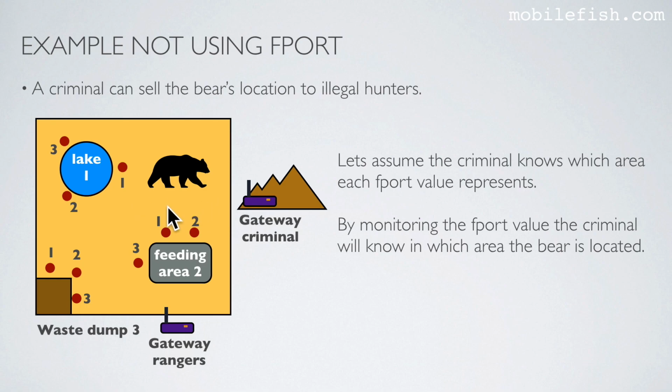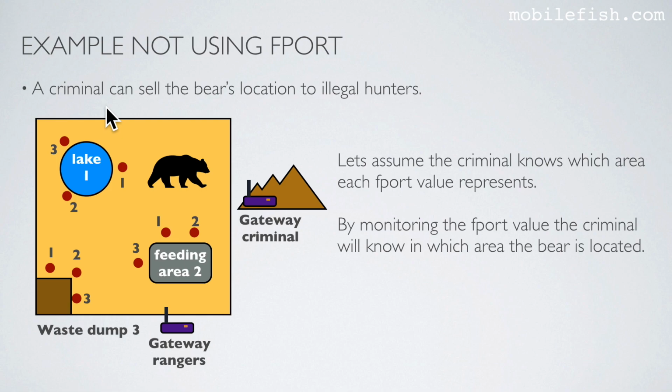the sensor data. Let's assume the criminal knows which area, this lake, feeding area, and waste dump, each FPort value represents. By monitoring the FPort value, the criminal will know in which area the bear is located. The criminal does not know exactly where the bear is located, but it has a general idea where the bear is located. So near the lake, or near the feeding area, or near the waste dump. So the criminal can sell the bear's location to illegal hunters.